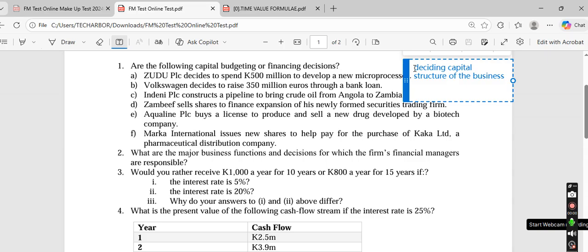Yes, Mr. Kasone said organizing resources. Yes, organizing resources. What kind of resources? So that when you put this, you get the full marks. Organizing resources. Yes, what kind of resources?